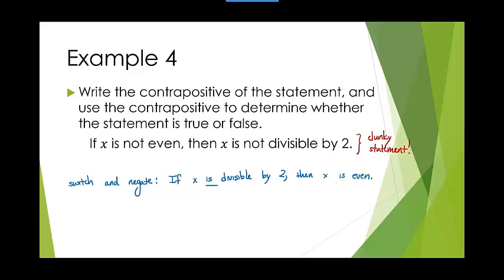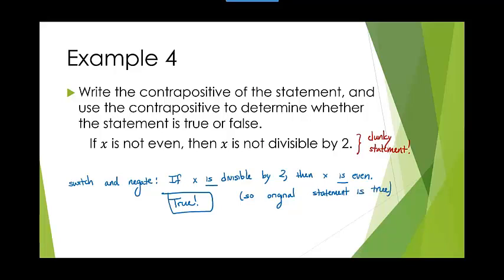So we're flipping from "not" to "is." And so if we look at this statement, this is true. If x is divisible by 2, then that's the definition of an even number: 2, 4, 6, 8, 10, etc. So this contrapositive is true. And therefore, since this is true, that means that the original statement is also true.